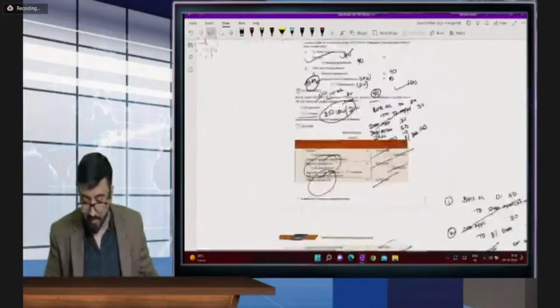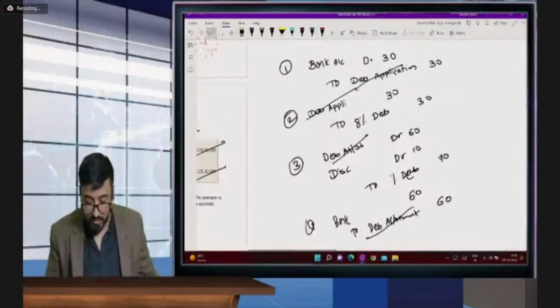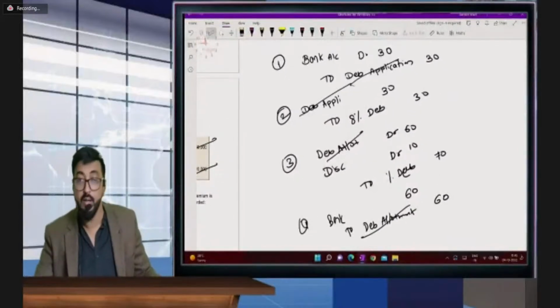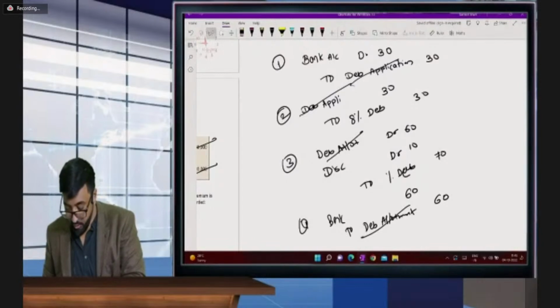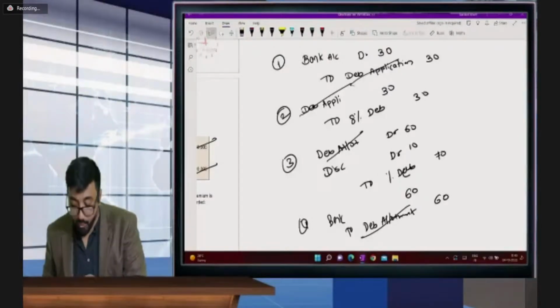And then multiply by the number of debentures. So the second illustration is over. Till now any query, beta? Now you have to think. It's the same question. Beta, it's a prudence concept.